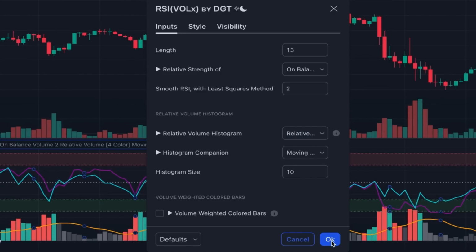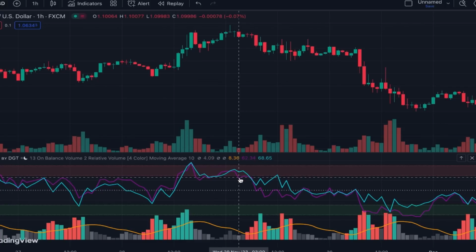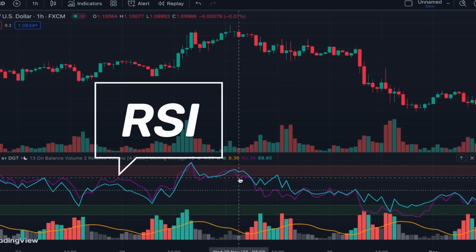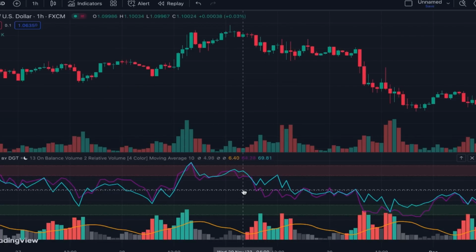Alright, this was for the bottom part of this indicator, and now let's see what is in the upper part of the indicator. This indicator tried to apply the RSI concept to some common volume indicators. This purple line that you see here is the RSI of price, just the RSI that you know, with the center line placed at 50 and these overbought and oversold zones.